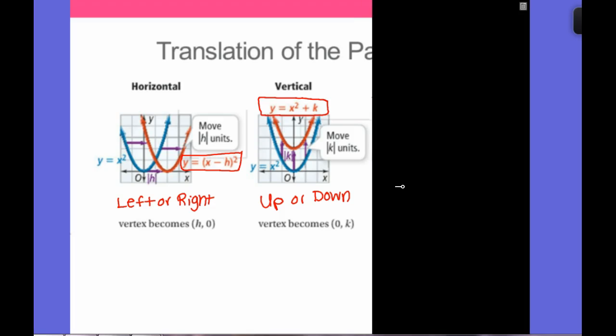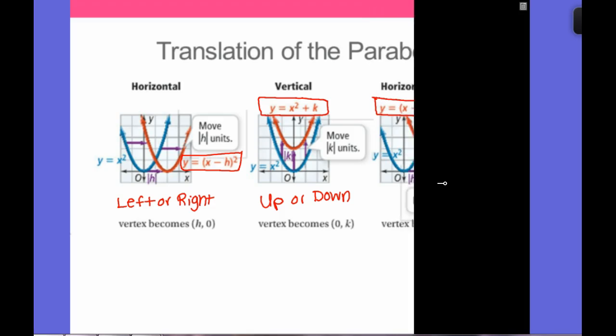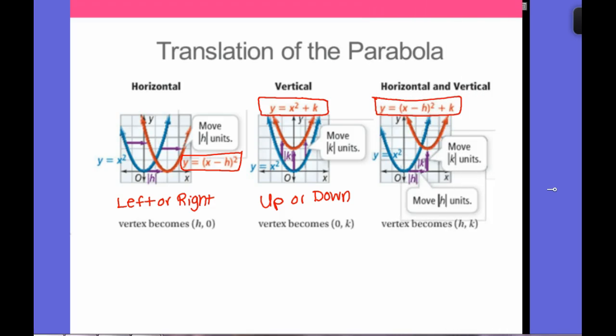The vertical translations are the movements up or down. And then you can have both horizontal and vertical movements.